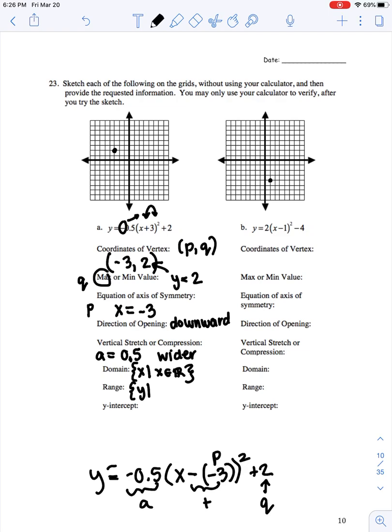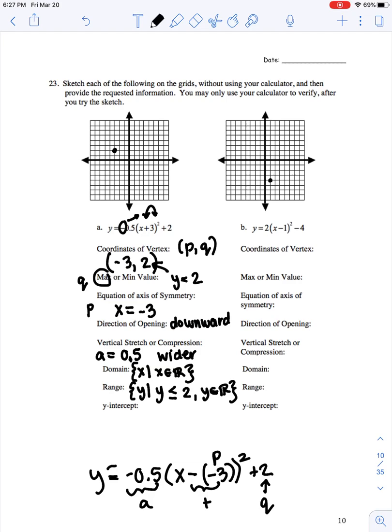Y such that our range is going to use that maximum or minimum value depending on which one we have. Since we have a max value, we're going to say that the graph exists where y is less than or equal to 2. So that's our answer from our max value. And then we would say y is an element of real numbers.